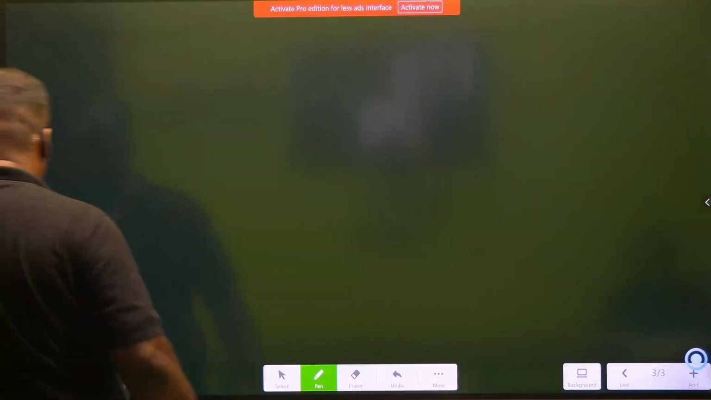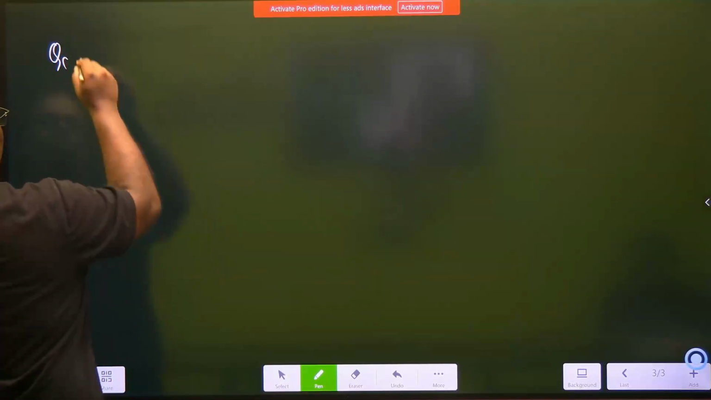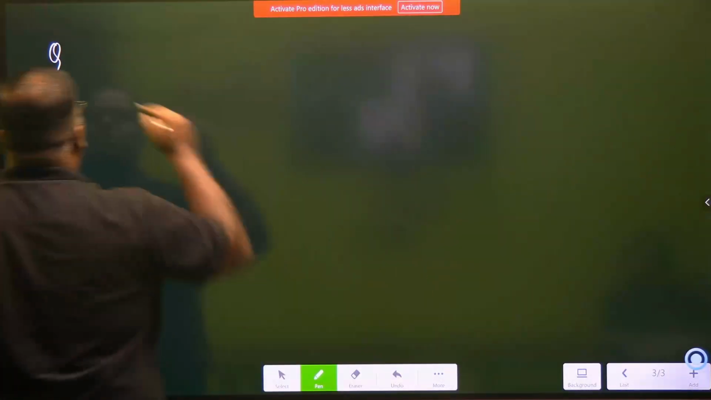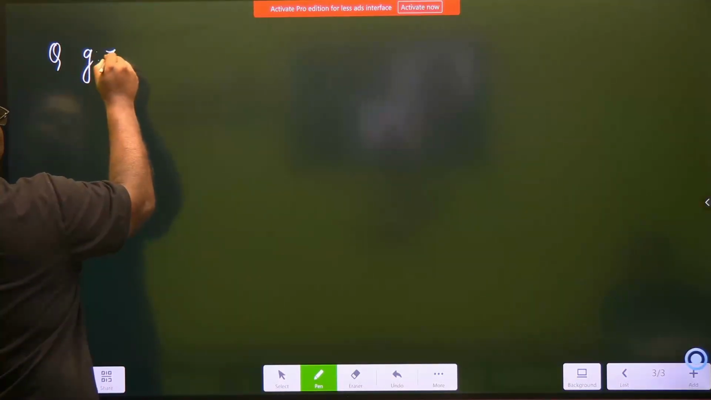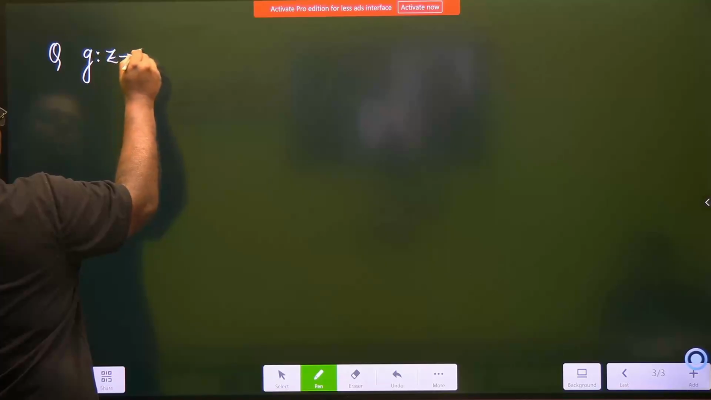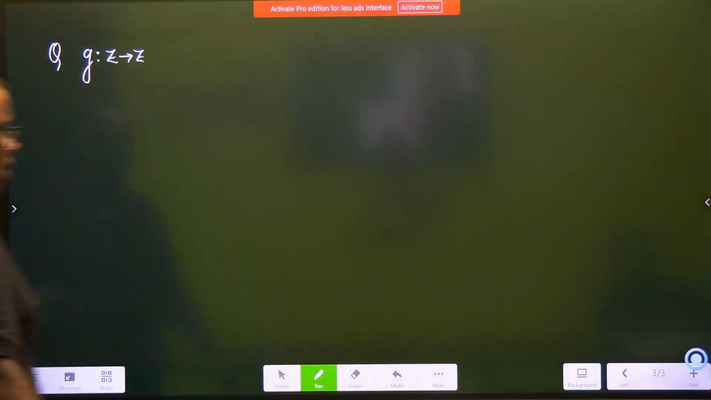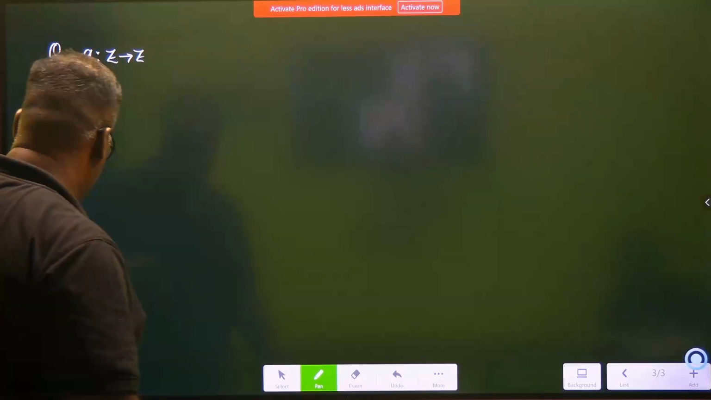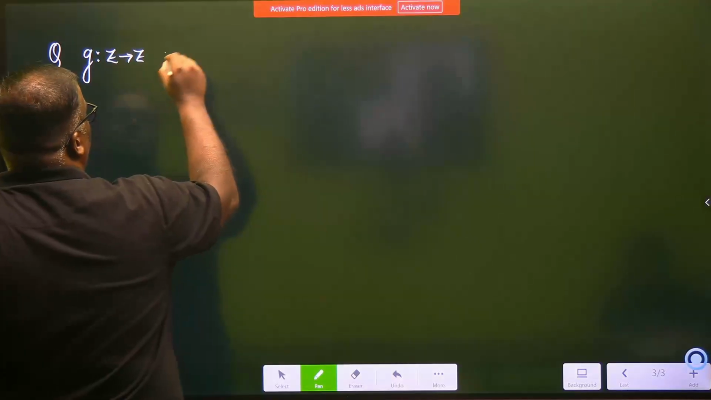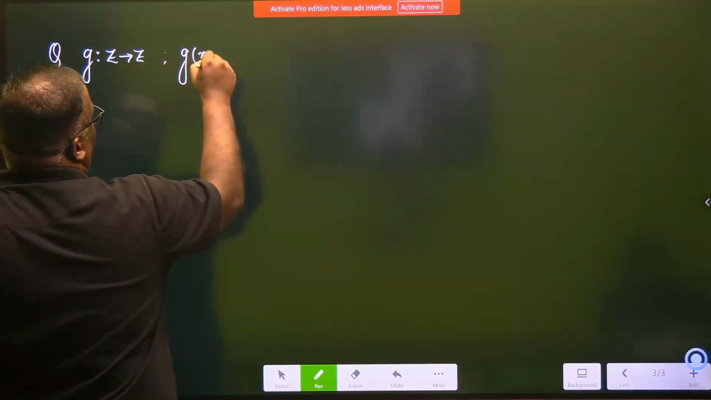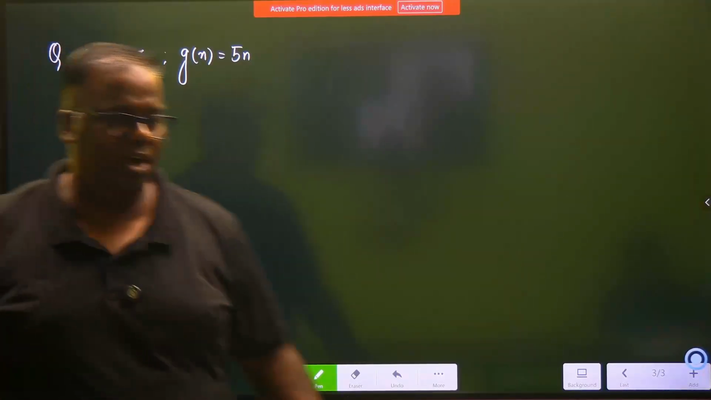Our next question is, we have a function g, and g as a function is mapping from Z to Z. What does Z stand for? The set of integers, and integers are 0, 1, 2, 3 on positive side and -1, -2 on negative side. Okay, and the function is g of n is equal to 5n.